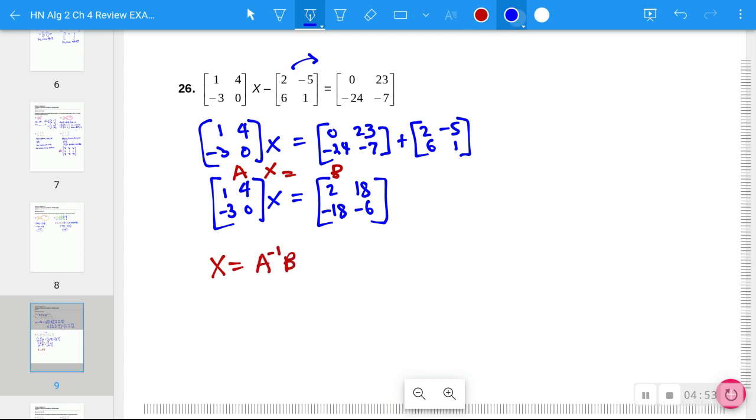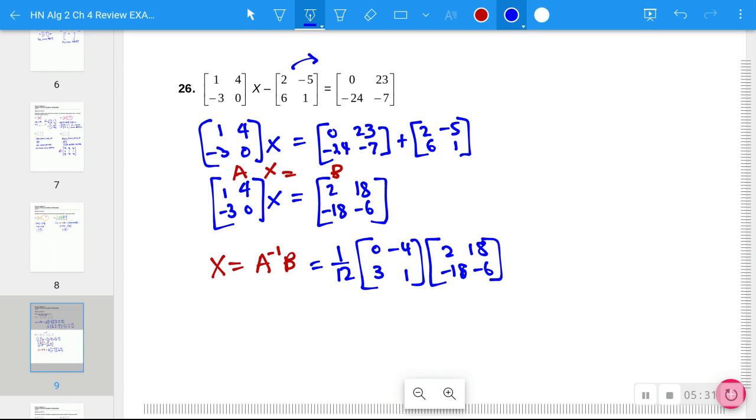So what we're going to do here is take the inverse of that matrix and multiply it by this matrix. The determinant fish number here is 0 minus a negative 12. That would be 12. So 1 over 12. And then you take the main diagonal, the 1 and the 0, and make them switch places. And in the other direction, you make the numbers switch signs. And now you're going to multiply that by 2, 18, negative 18, and negative 6.